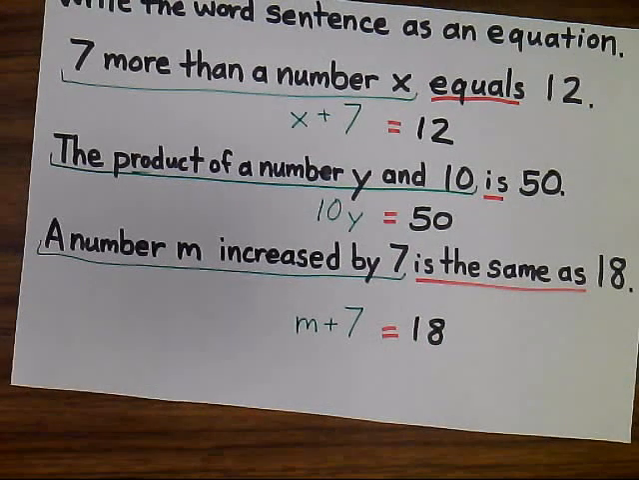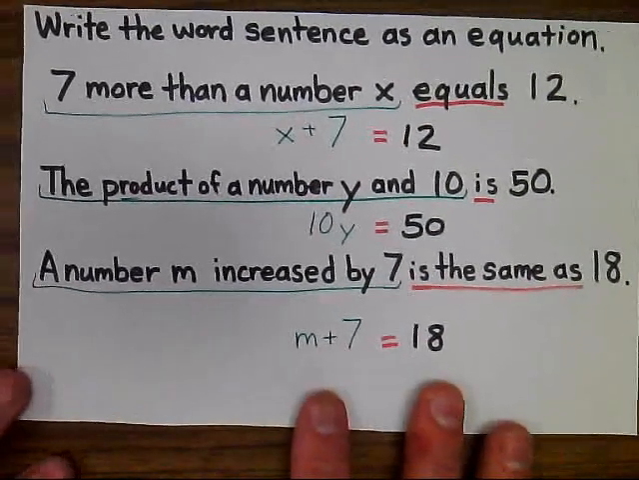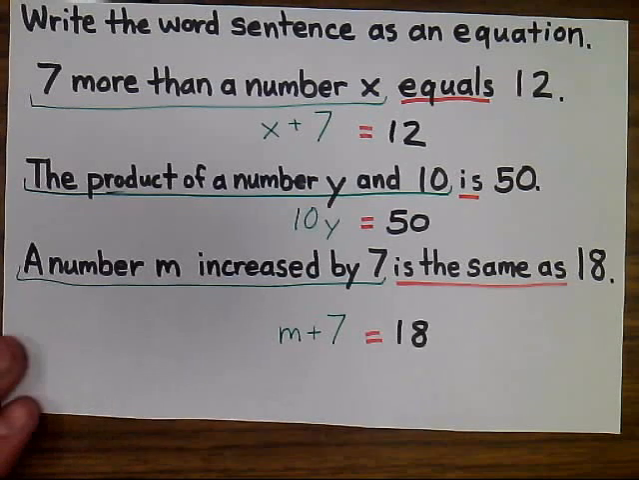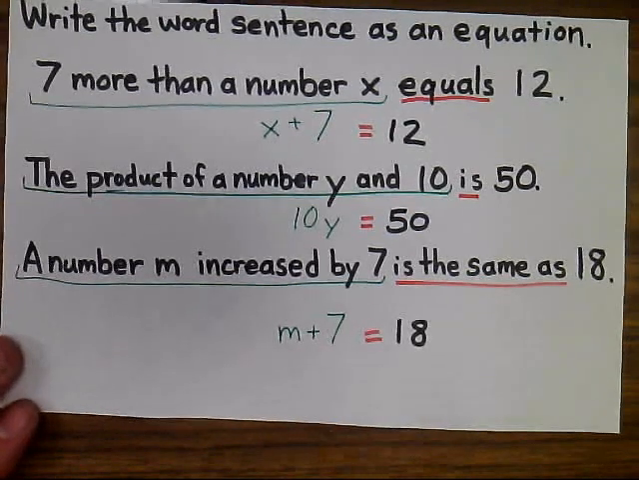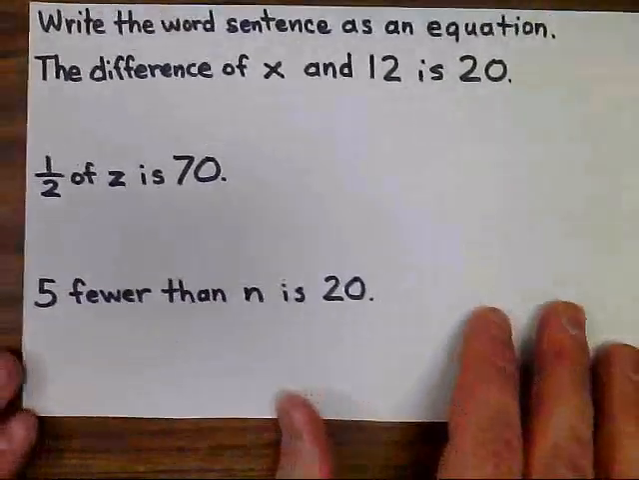A few things worth noting. I'm not solving these. My goal, again, was simply to write the word sentence as an equation. We'll learn how to solve equations in a future lesson. Additionally, you'll notice that my variables are written in lowercase while my numbers are larger. It's important for that consistency so we don't mix those things up. Now, with these next 3 examples, I'm not going to follow that formula.